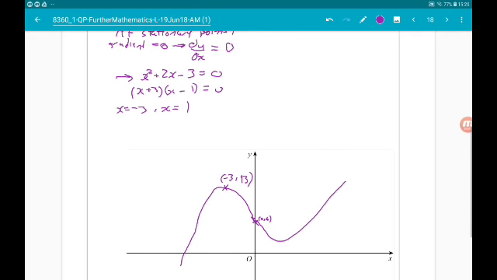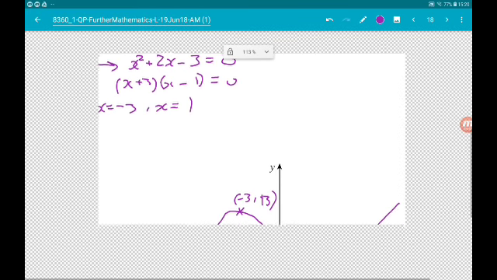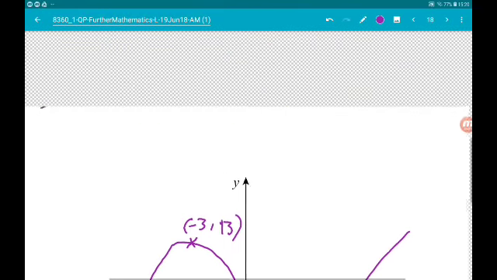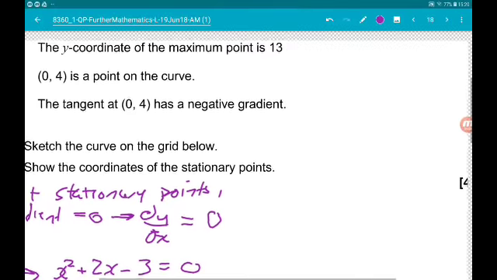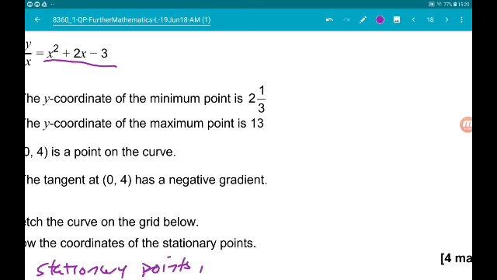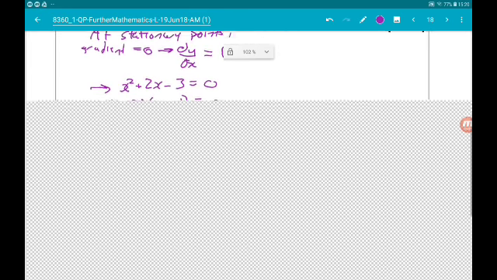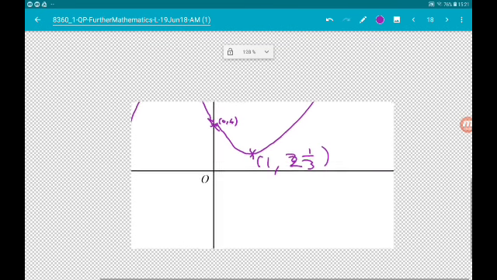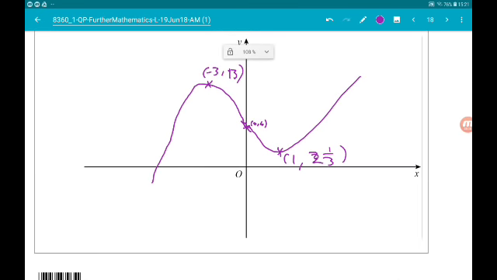Now we know that our x-coordinate is 1, and our y-coordinate, forgotten again, is 2 1/3. So there is a sketch of our cubic. Cool.